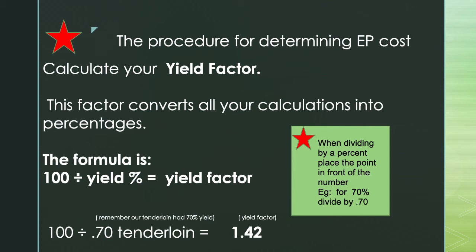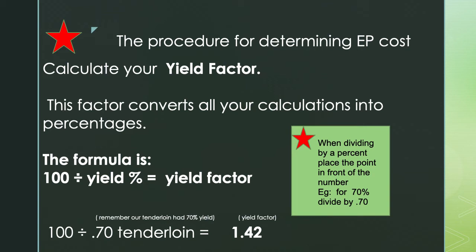I'm getting excited about this because I love it. Okay, there's a formula for this, so let's start with that. The formula for working out your yield factor is 100 divided by your yield percent, and that's going to give you your yield factor. If we use the example of the tenderloin, remember our tenderloin had 70% yield. So if we take 100 and we divide that by 70%, or 0.70, it's going to give me a yield factor of 1.42.